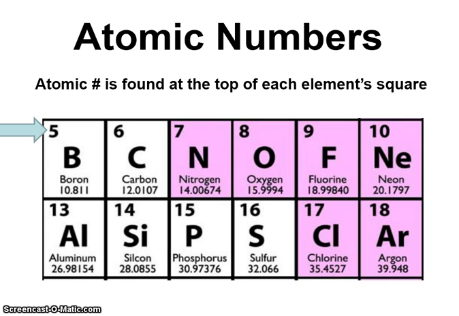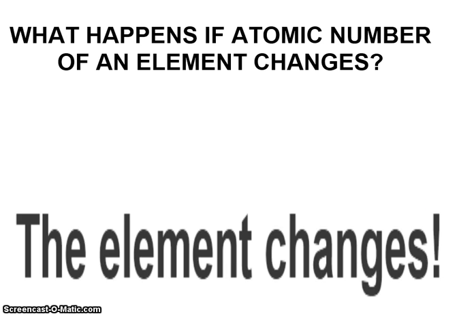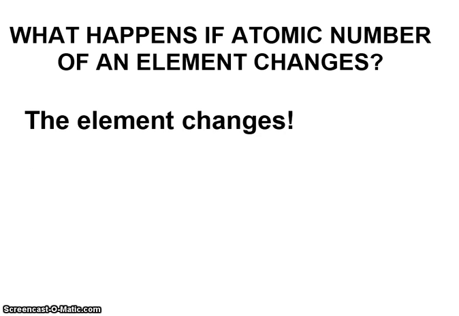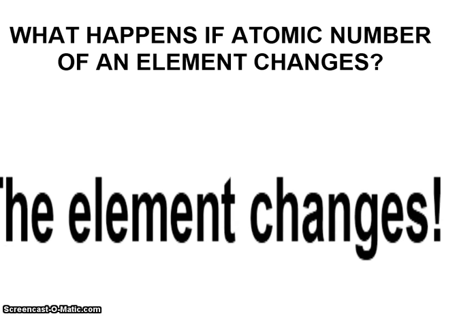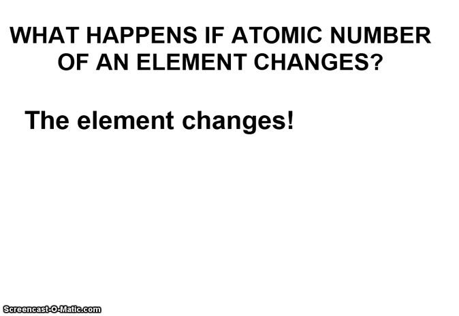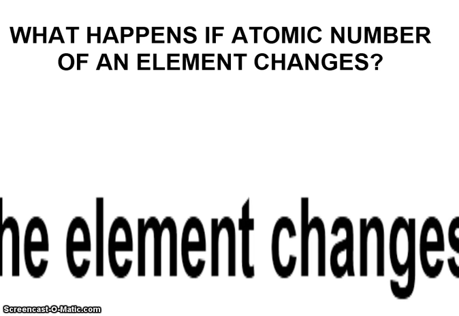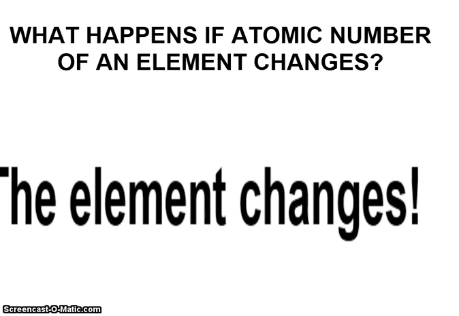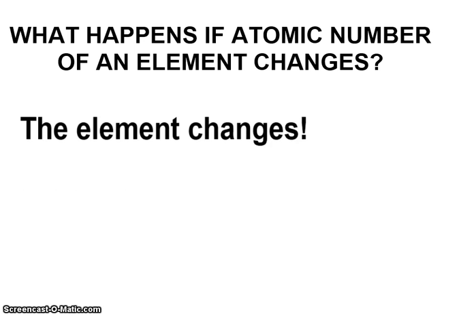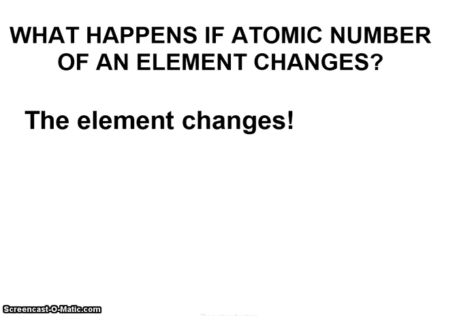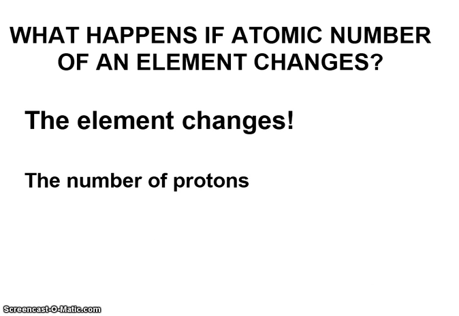Now, what happens if the atomic number of an element changes? In theory, what if you gave boron an extra proton and made it 6? The element changes. So protons are very important because that would change the element if you could somehow add a proton or take away a proton. So what determines the atomic number of an atom? The number of protons. The number of protons determines the element.